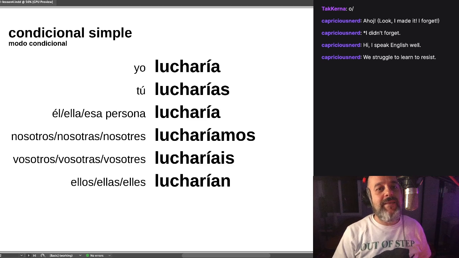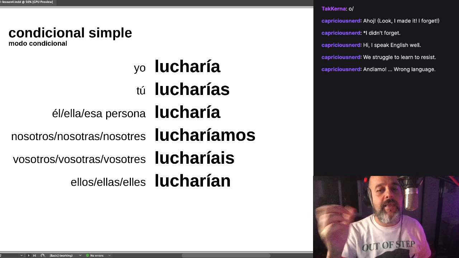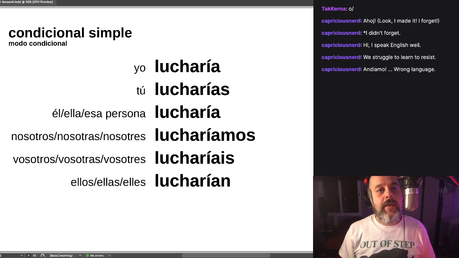So, condicional simple. It's simple conditional. Lucharía. Yo lucharía. Tú lucharías. Esa persona lucharía. Nosotros lucharíamos. Vosotros lucharíais. Ellos lucharían. Again, this is a coulda, woulda, shoulda case scenario in terms of translating it.